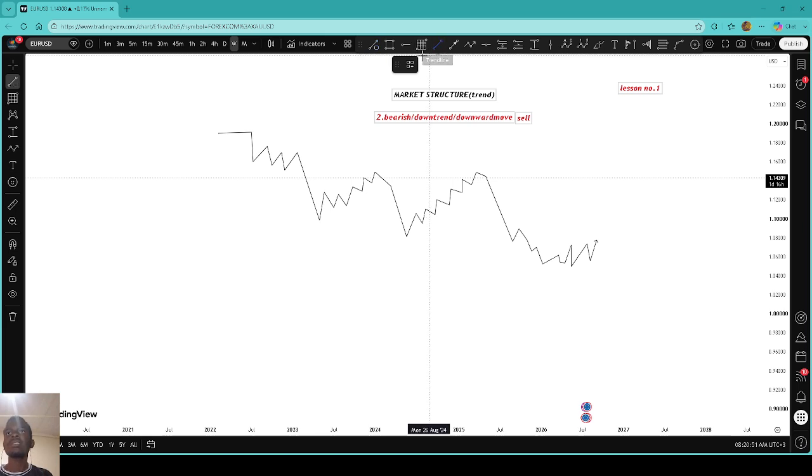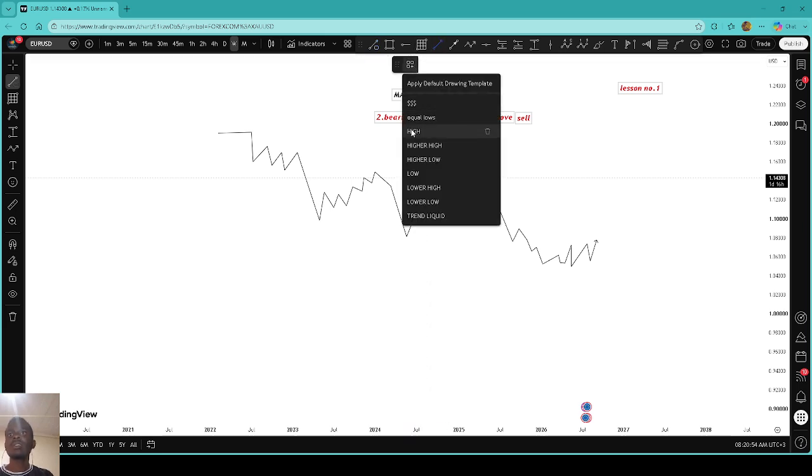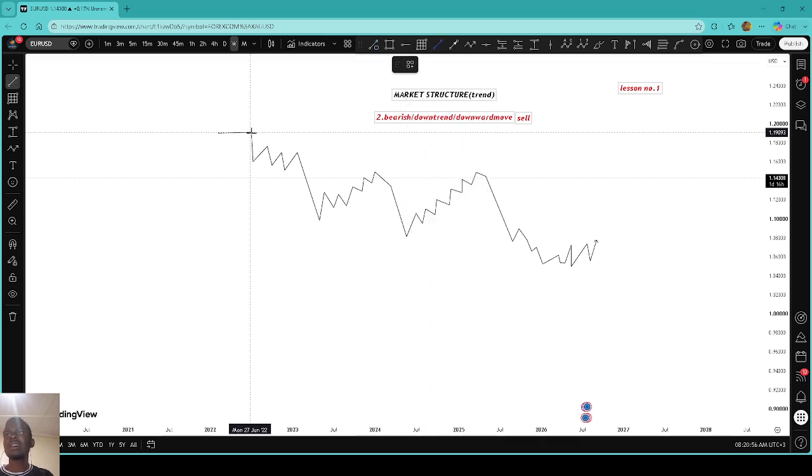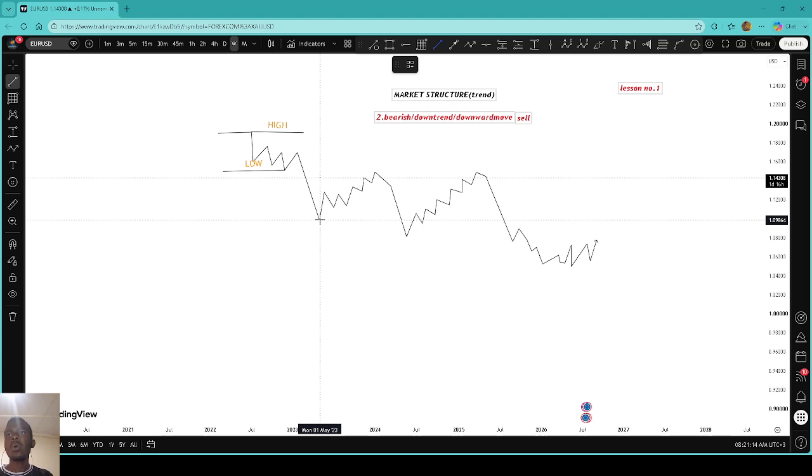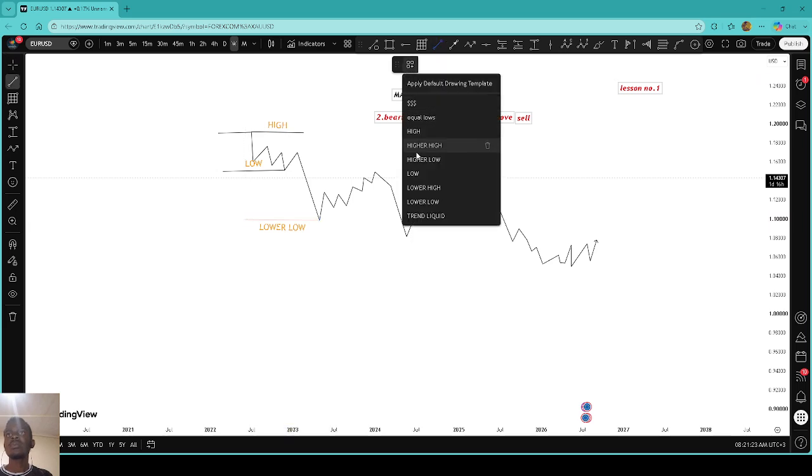Now, we can see that as much as the market is giving us a lot of story, it's still creating a high. It's still creating a low. It's creating another lower low. And before it created a lower low, it has a lower high.